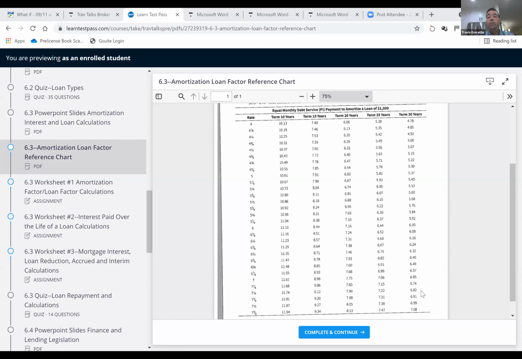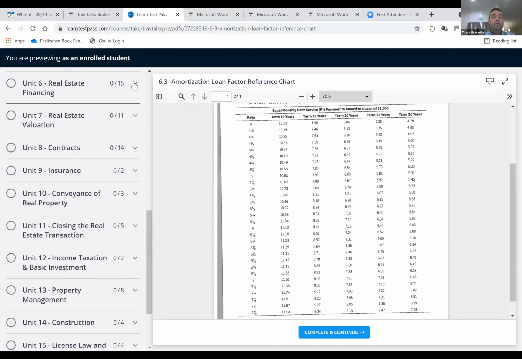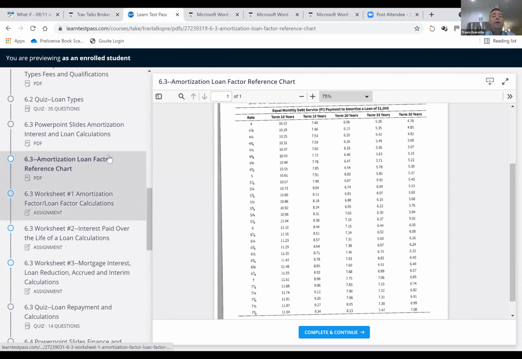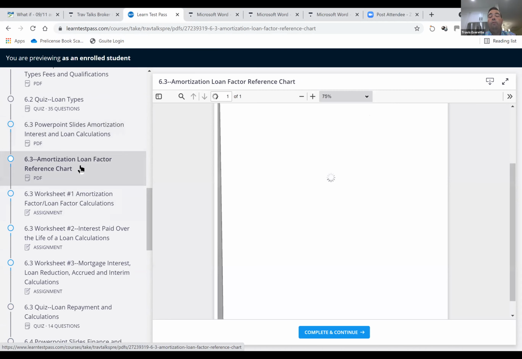I guess the best thing I should do first is share with you the chart itself as I talk about it. So here's where you can find the chart. I'm going to share my screen with you. This is just a look at your Learn, Test, Pass. When you go into Learn, Test, Pass, you are able to go into Unit 6.3 on the left-hand side. Of course, you've got everything broken down into units. So just click on Unit 6. I'll shrink it back. If you open up Unit 6, and then you look down at Unit 6.3, right after the PowerPoint slides, you have something called the Amortization Loan Factor Reference Chart.